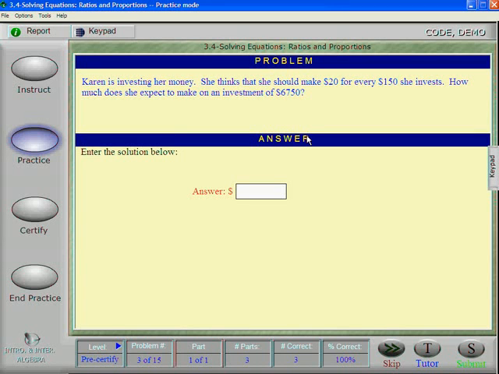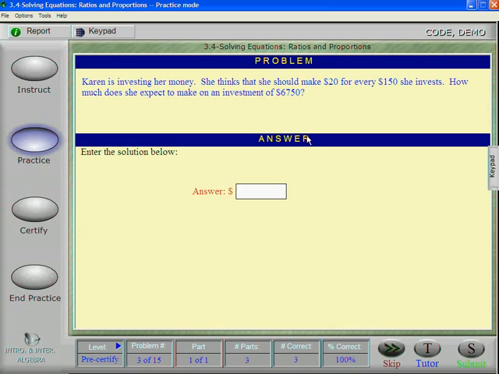Alright, so here's some more section 3-4. Karen is investing her money. She thinks that she should make $20 for every $150 she invests. How much does she expect to make on an investment of $6,750?